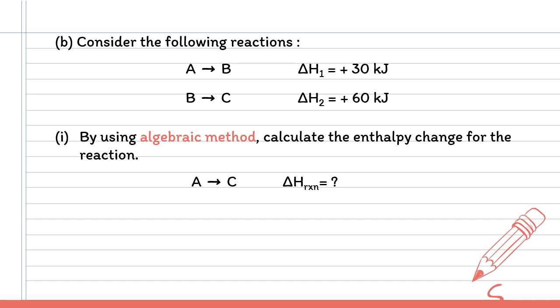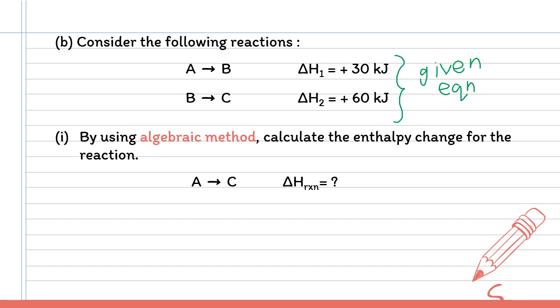For question B, they ask you to consider the following reactions. Given to you are these two thermochemical equations: A to form B with delta H1 of positive 30 kilojoules, and B to form C with delta H2 of positive 60 kilojoules. So we call these the given equations. Okay, the given equations are to aid you to find the final reaction.